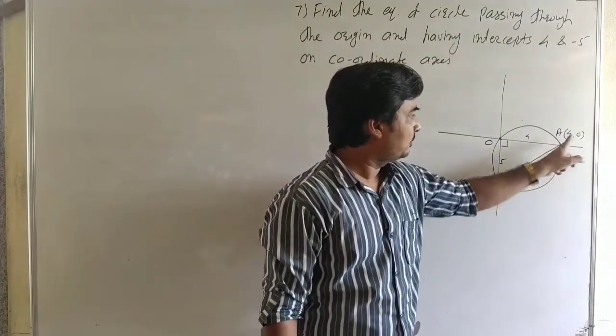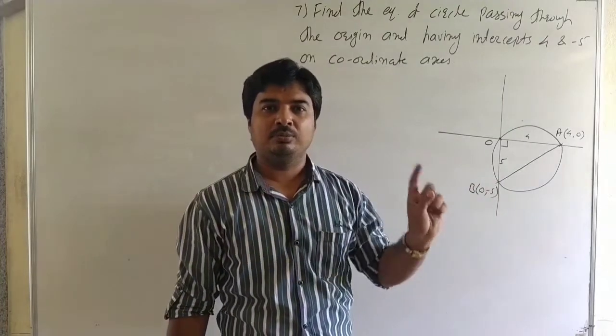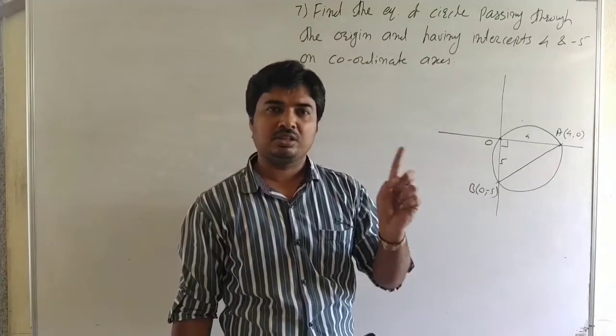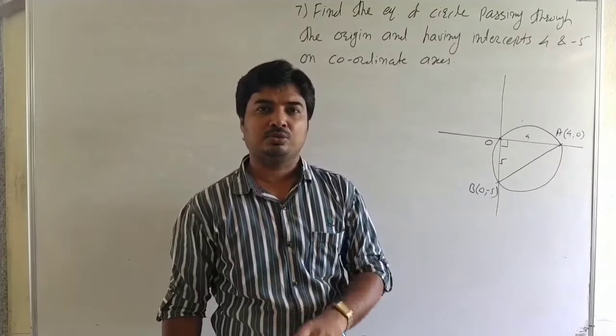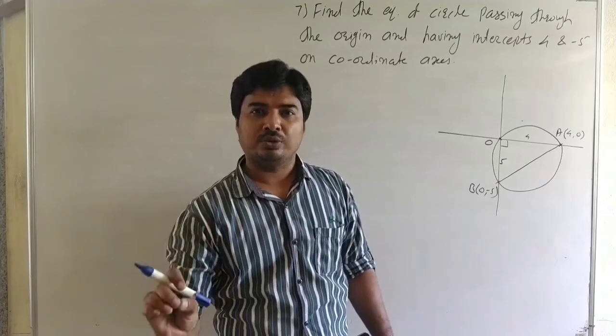The diameter form with (x1, y1) and (x2, y2): the equation of the circle is (x minus x1)(x minus x2) plus (y minus y1)(y minus y2) is equal to 0.